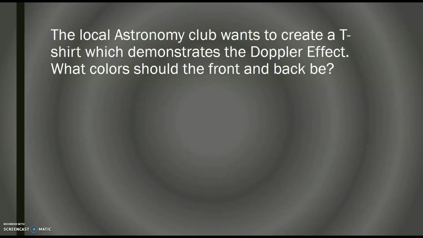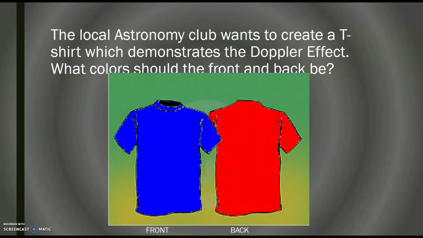So if a local astronomy club wants to create a t-shirt which demonstrates the Doppler effect, what colors should they have on the front and back? Well, the front, if it's moving towards you, you should be seeing the blue. And if it's on the back, it should be red. So, if you have any further questions, please go ahead and ask your teacher.